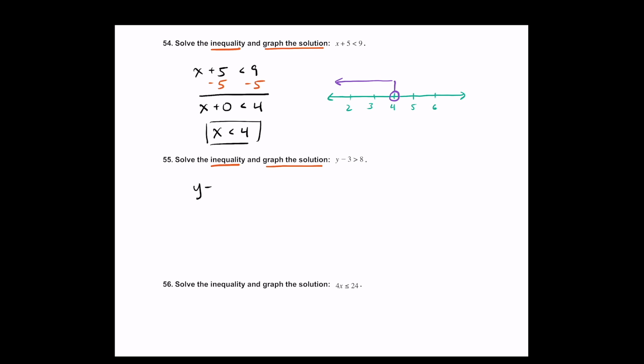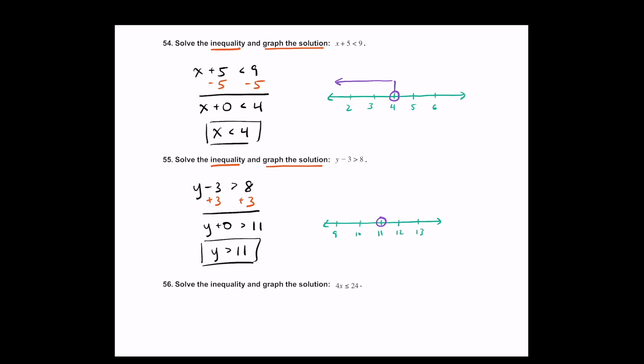So we have y minus 3 is greater than 8. We'll use the addition property of inequality and add 3 to both sides. We'll get y plus 0 is greater than 11. And we can drop the 0 from the identity property. Y is greater than 11. Then we will go ahead and plug 11 in. 12, 13, 10, 9. This one cannot be 11. Y has to be greater than 11. So these are all the numbers that are bigger than 11.